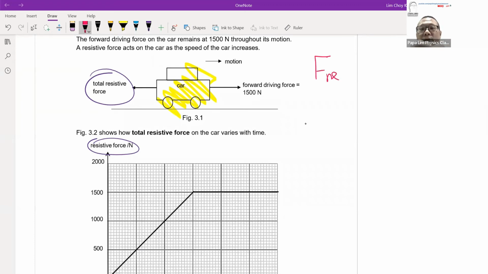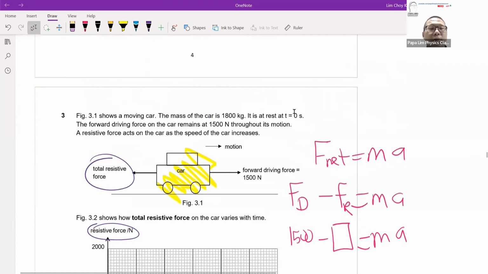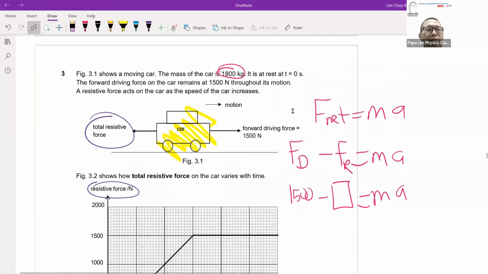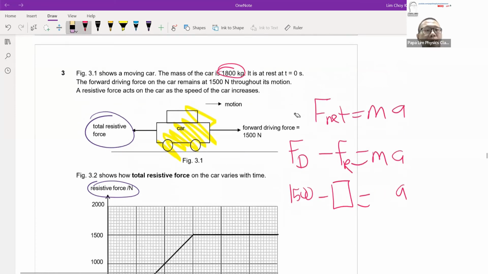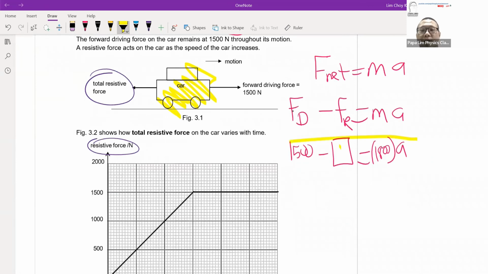If you look at Newton's law, F net equals ma. There are two forces applying on it. So it will be the forward driving force minus the resistive force. So I'm saying it will be 1,500 minus the resistive force based on the graph, equals ma. Is the mass given? Yes, the mass is given, 1,008. So I can replace m with 1,008, the mass of the object. So based on the question, this is the equation that I can derive straight away.